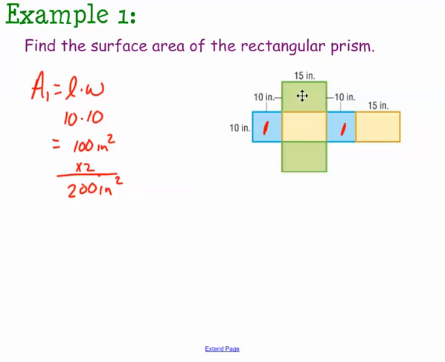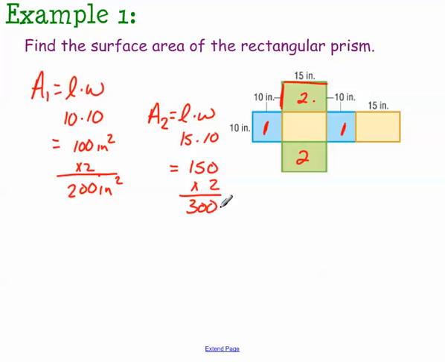Now I'm going to move to the green ones here. I'm going to call this one the area of the second one. Again, it's length times width. My length is 15 and my width is 10, so 15 times 10. My area is 150. Again, I have two of them though. This is 150 and this one is 150, so I have to multiply by 2. That gives me 300 square inches.